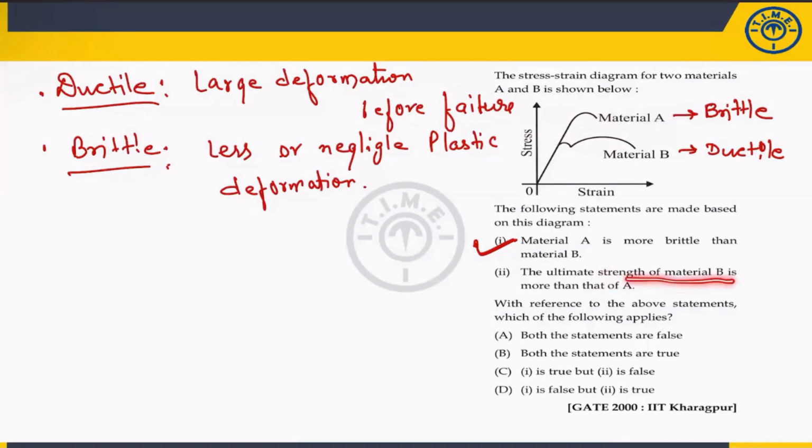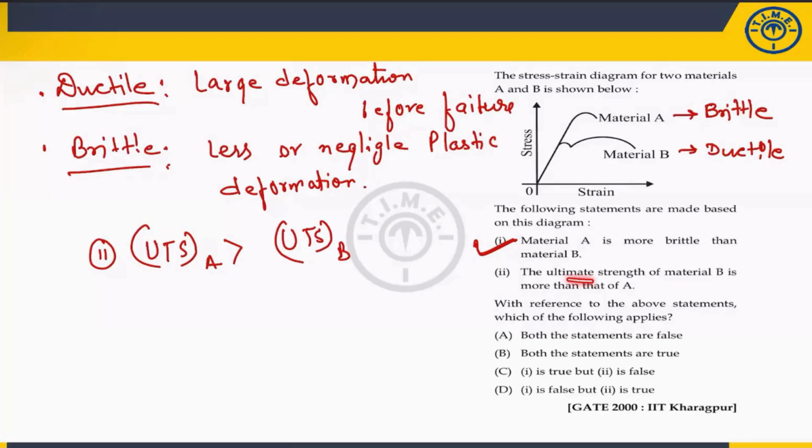So material A has more strength, that means this statement is wrong. The ultimate strength of material B is more than that of A, but A has more. So can I say material A is brittle, material B is ductile? That is correct. The ultimate tensile strength of A is greater than that of B. But here they are telling the ultimate strength of B is more than that of A, which is wrong. So which option will be the correct? Option C is the correct one. First is true, second is false. You have to identify out of these four options which one will be the correct. Clear?